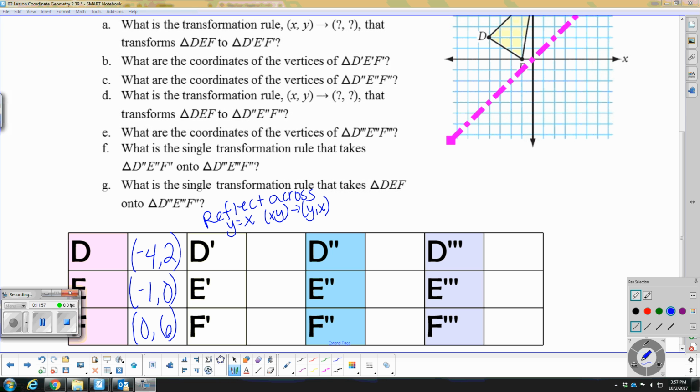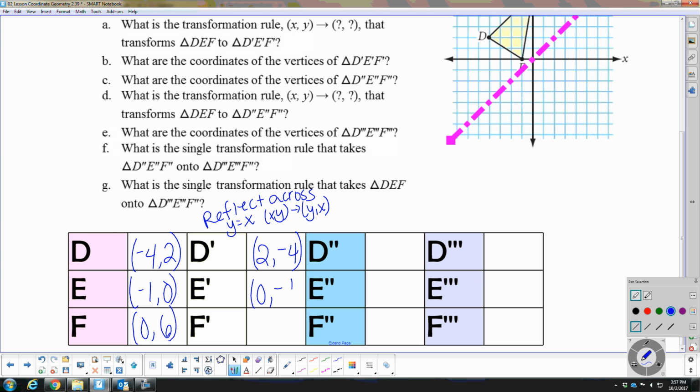So the first thing you want to know is that we're reflecting DEF across the y equals x axis. So a shortcut we have for that is xy becomes yx. So we can use that to get our points D prime, E prime, F prime. So we're just swapping the x and y coordinates. So we get 2, negative 4 for D prime, 0, negative 1 for E prime, and 6, 0 for F prime. And then you could go ahead and plot those points.